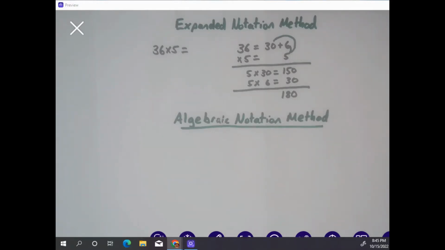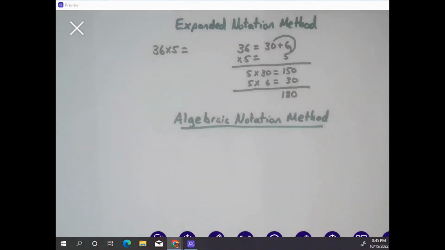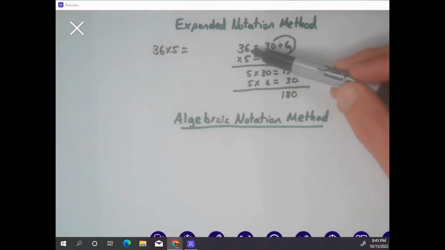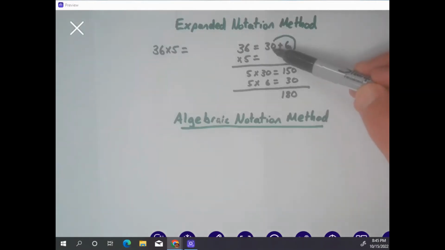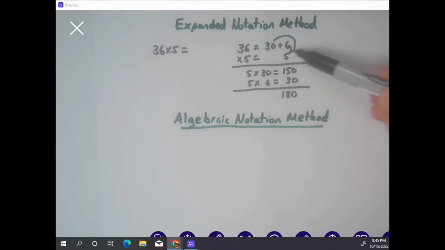So let's go ahead and look at the expanded notation that we did really recently, with the problem 36 times 5. The expanded notation part is when we rewrite the problem 36 times 5, we expand 36 to 30 plus 6. We didn't need to expand the 5 because it's just in the ones place, it's one number. We put the 5 here. We end up then multiplying the 5 times 30 and the 5 times 6. And you can see 5 times 30 is 150, 5 times 6 is 30, and we get 180.